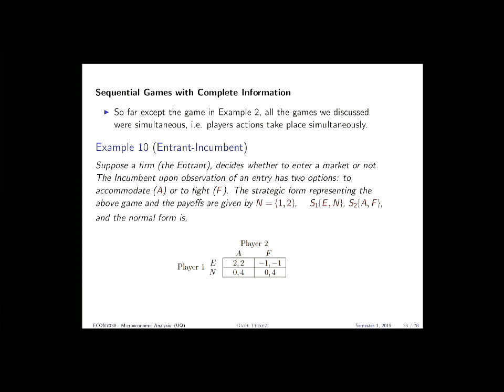But before we can proceed to subgame perfect equilibrium and what it is, we need to know a little bit further stuff. So far, except example 2, all the games are simultaneous. But now, example 10 is another game that can happen sequentially. Suppose a firm, which is an entrant, decides whether to enter a market or not. The incumbent, upon observing the entry, has two options: to accommodate or to fight.